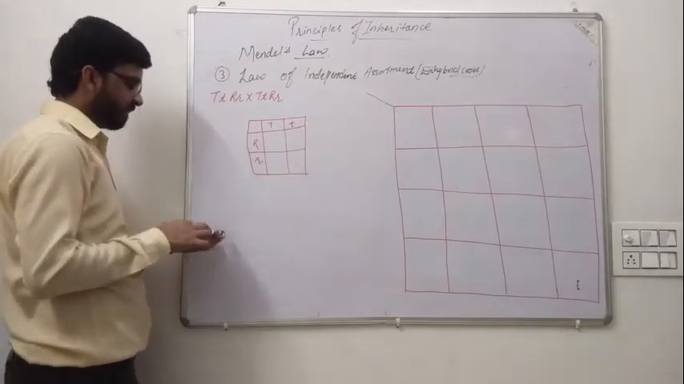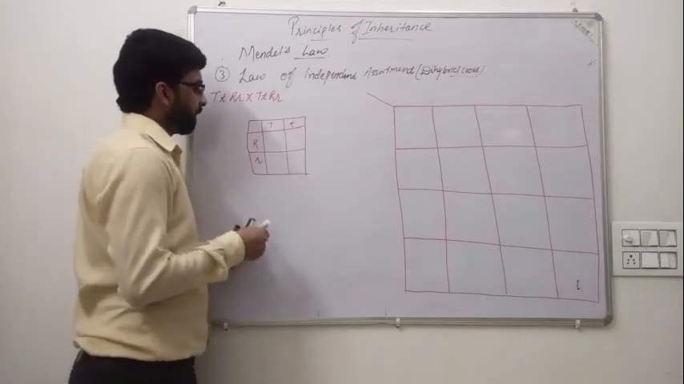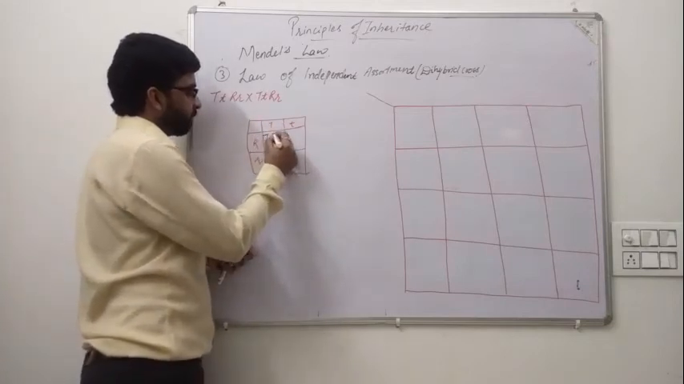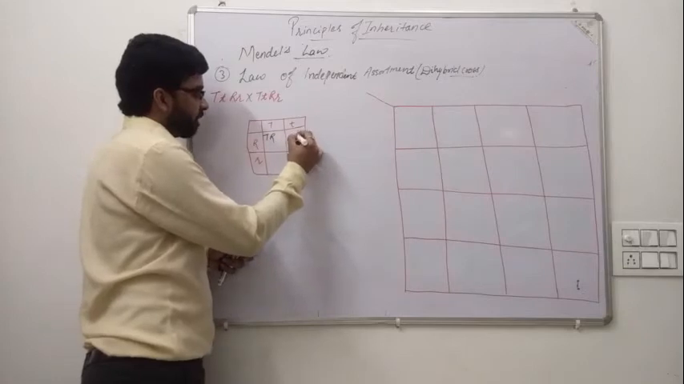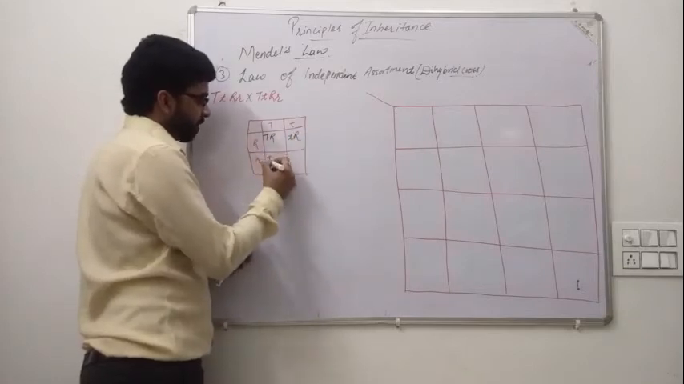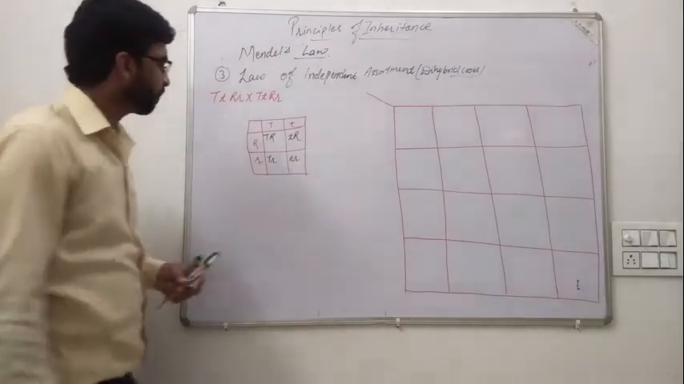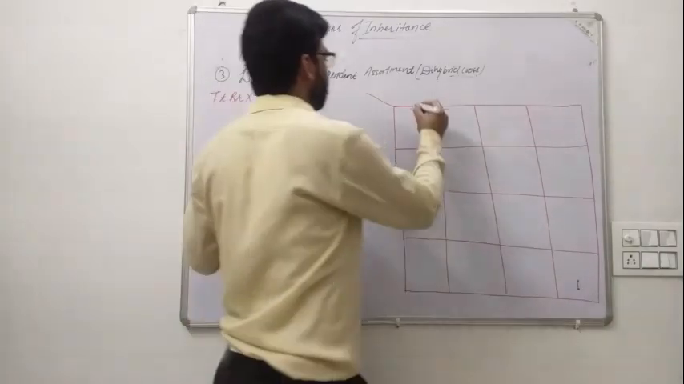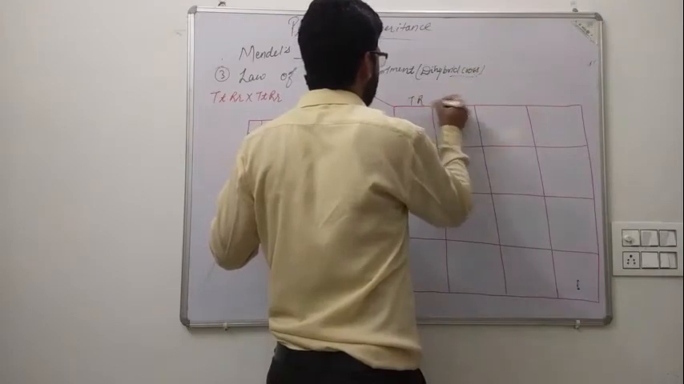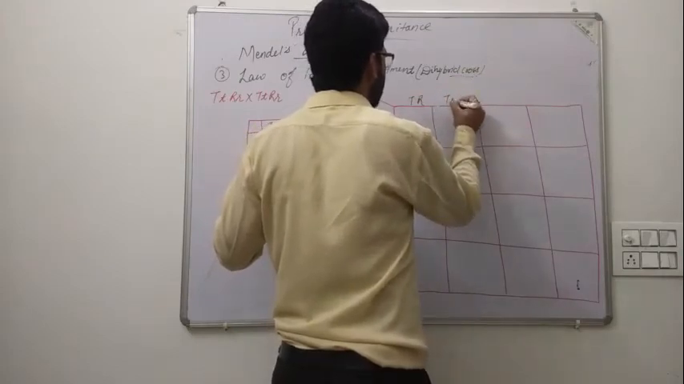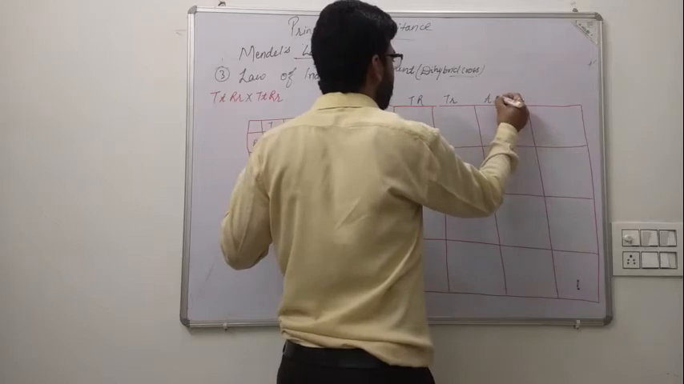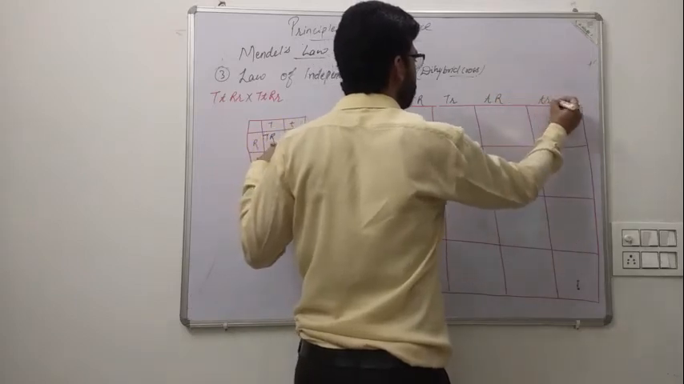So the gametes are: capital T capital R, small t capital R, capital T small r, small t small r. We just write out capital T capital R, capital T small r, small t capital R, small t small r.